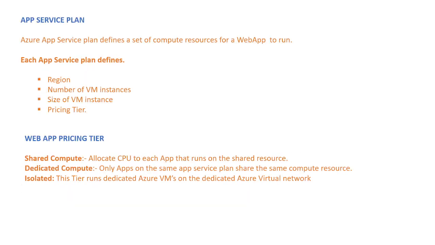When you are building web applications, there are some service plans. We call it the app service plan. The app service plan defines a set of compute resources for a web application. You should select some CPU or some memory, right? That is called the app service plan.